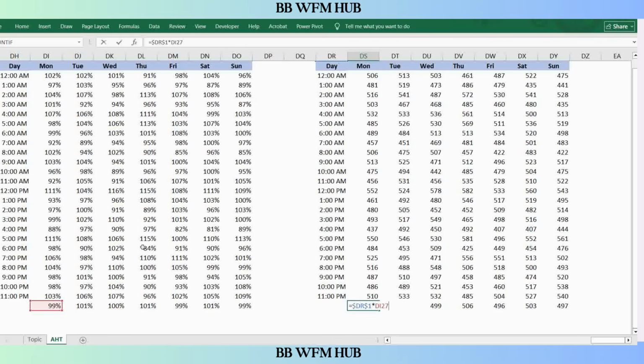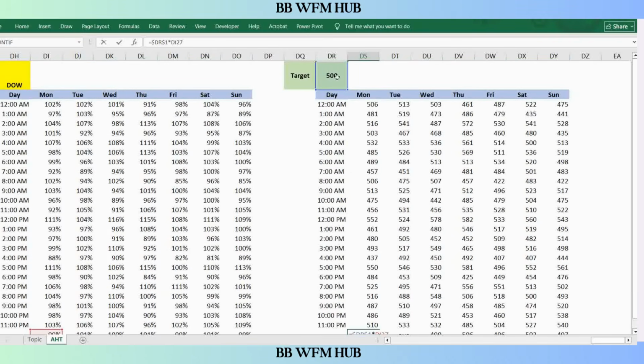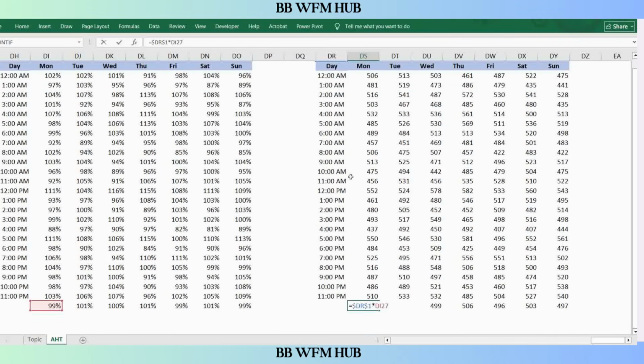So we know that the day of the week pattern is this, DOW is this. So what we are doing is 99% of this, our AHT. So this AHT is for Monday. And for Tuesday, it's the same, 101% of 500. So that's how we are going to calculate the AHT of all the days.